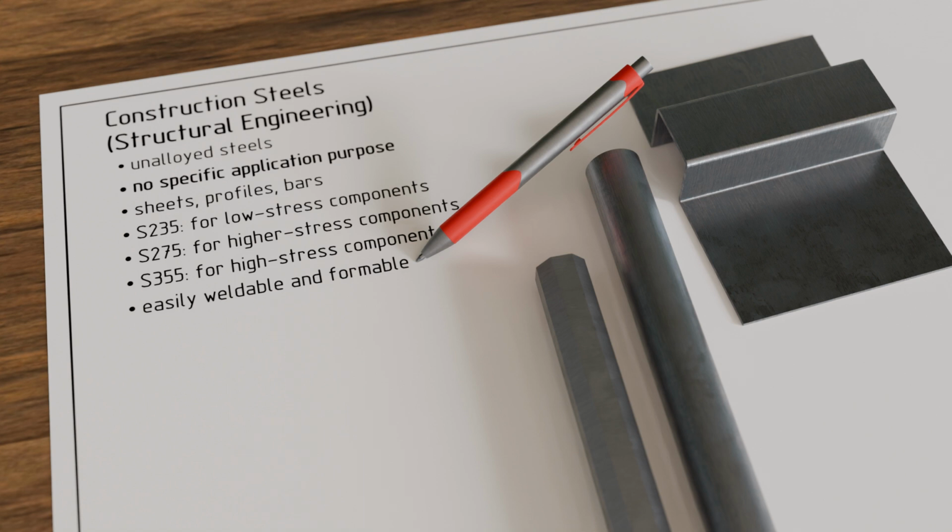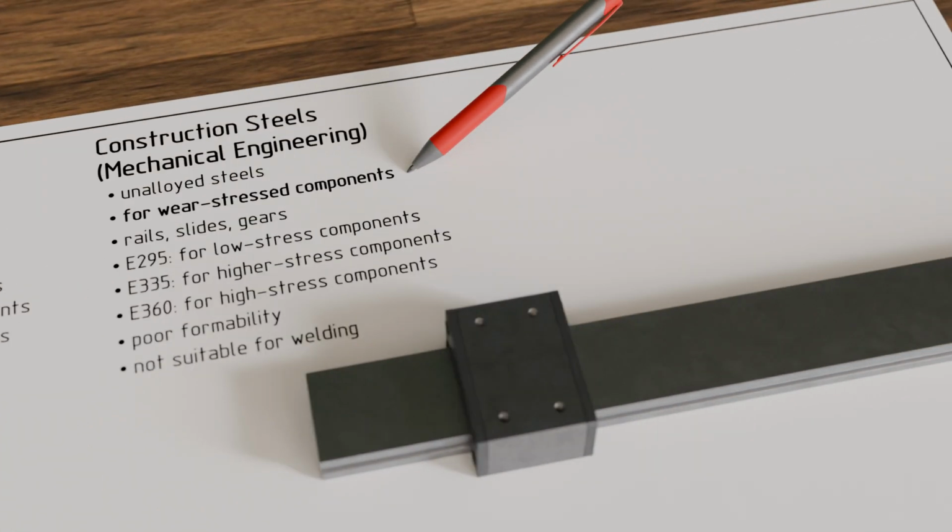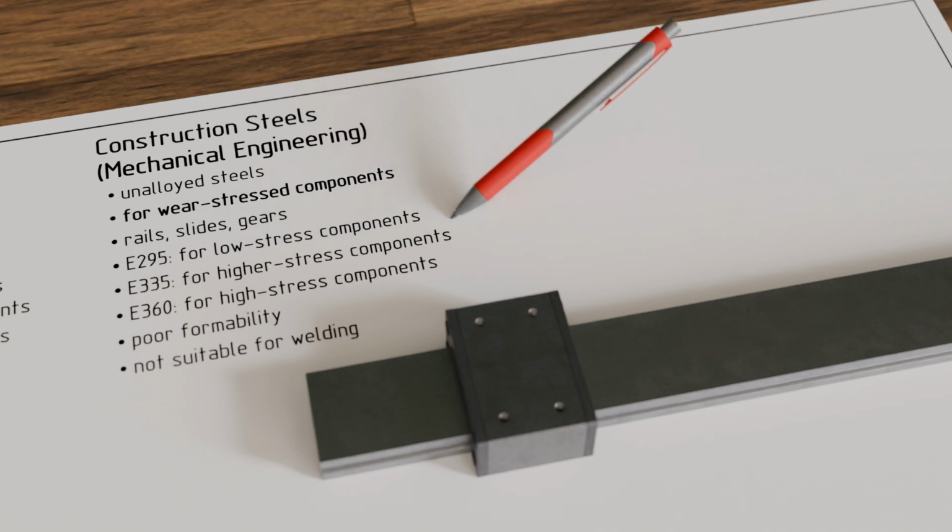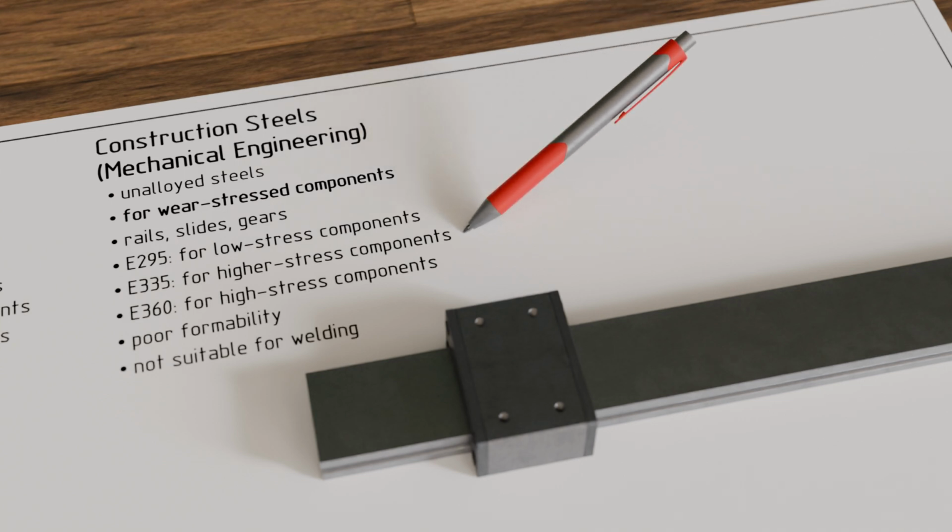However, as the microstructure is relatively soft due to the low carbon content, these structural steels mentioned are not suitable for components subject to wear, such as rails, slides, or gear wheels. For these applications, a higher carbon content is needed to make the steel harder and more wear-resistant. These non-alloyed structural steels are often referred to as engineering steels and are designated with the prefix letter E. Examples include steels E295, E335, and E360.